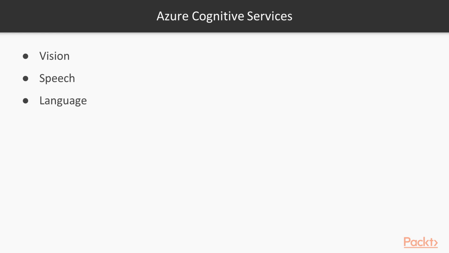Then we have language, which has everything to do with written language. It can get the sentiment out of a piece of text. You can detect the language. You can translate the language into another language. So yeah, also here you can do multiple things, but now with more written text.